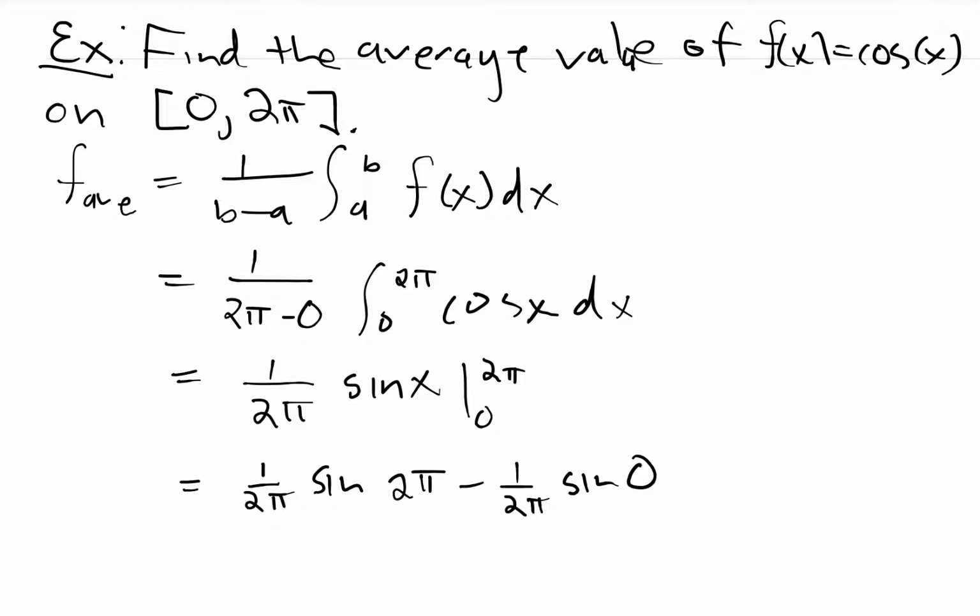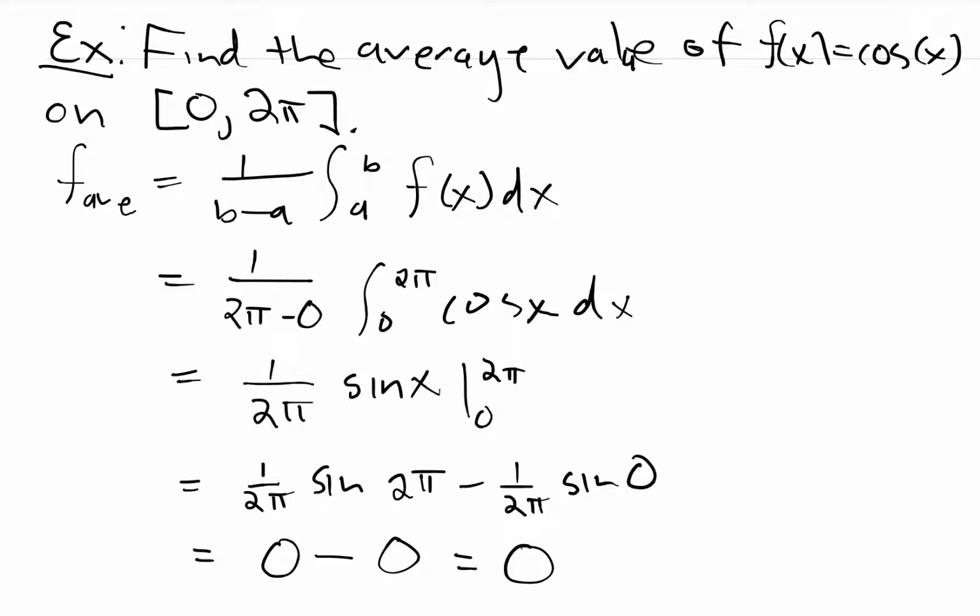Now, 0 and 2 pi actually correspond to the same angle on the unit circle, so both of those are going to come to the same value, but even if they didn't, sine of both of those angles is 0. So this is going to come out to 0 minus 0. I'm getting 0 back as my average value.